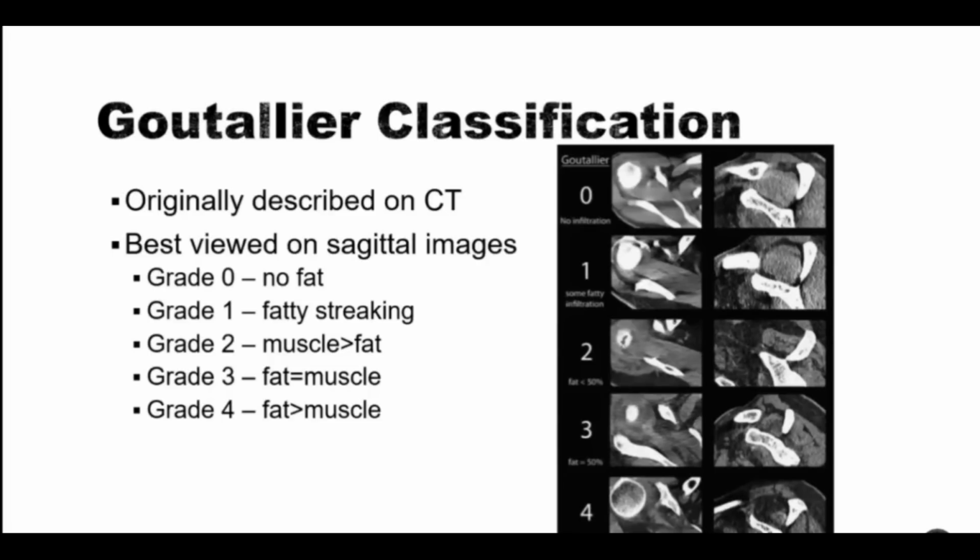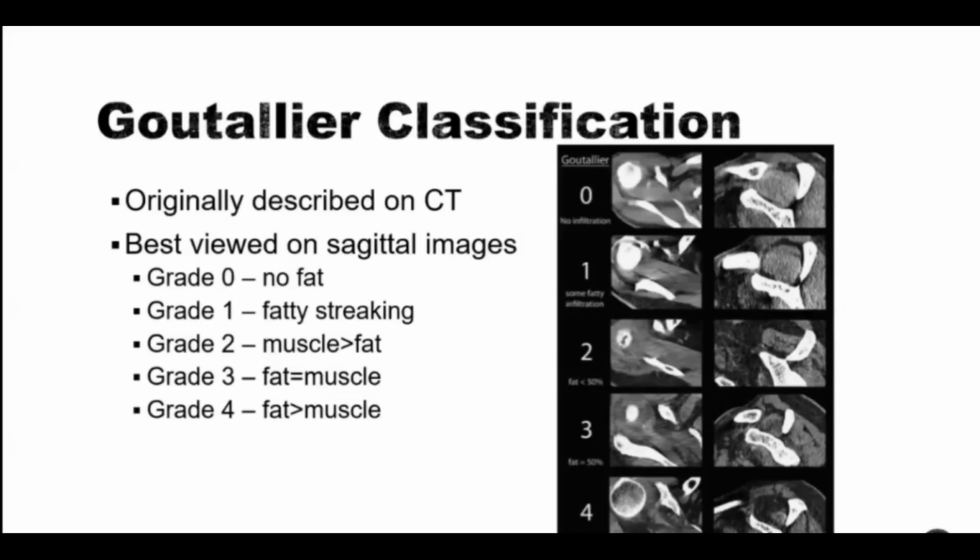This Goutallier classification system, Winston sort of touched on this idea a little bit. It was originally described on CAT scan and best viewed on sagittal images. On the next slide, we're going to touch a little bit about how we're actually translating this to MRI, because obviously we use MRI way more often to evaluate the rotator cuff. So for Goutallier, grade 0 is no fat, 1 is fatty streaking, and this goes all the way up to grade 4, where there is more fat than muscle.